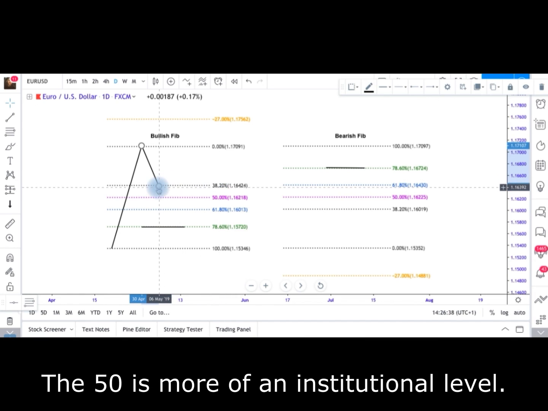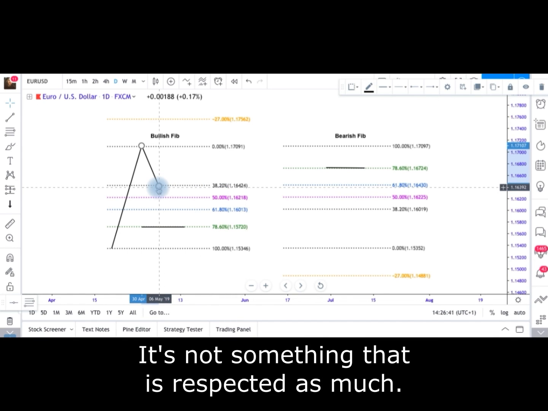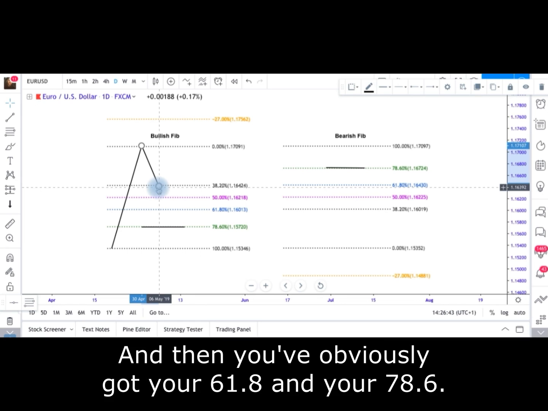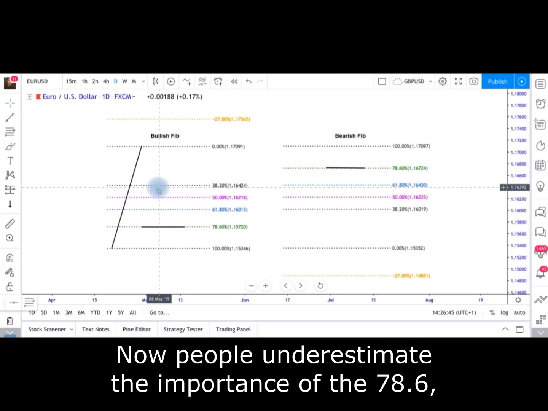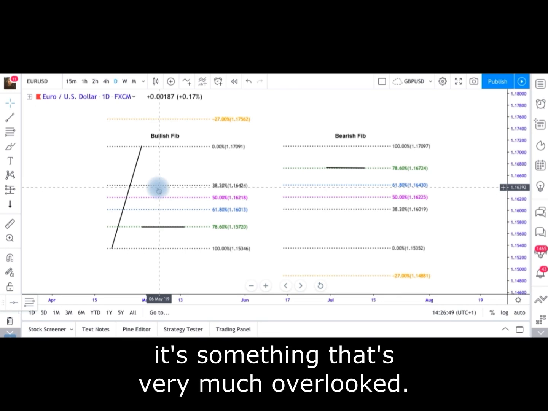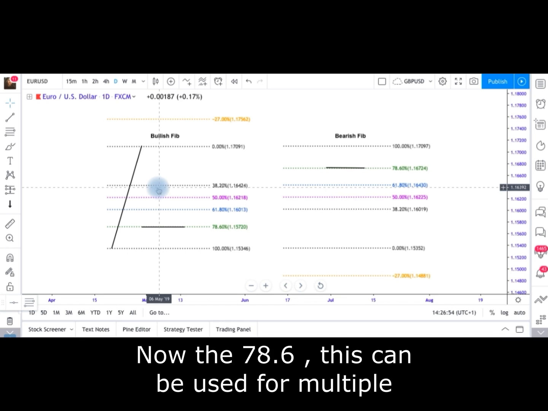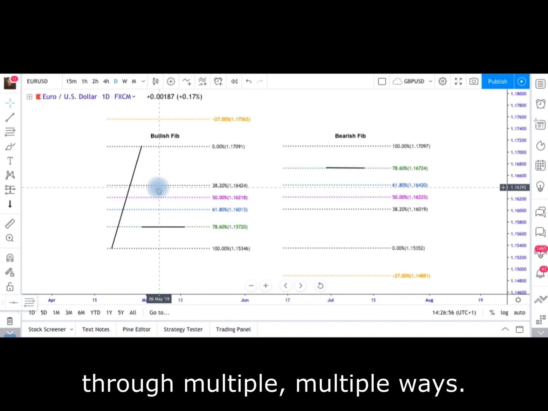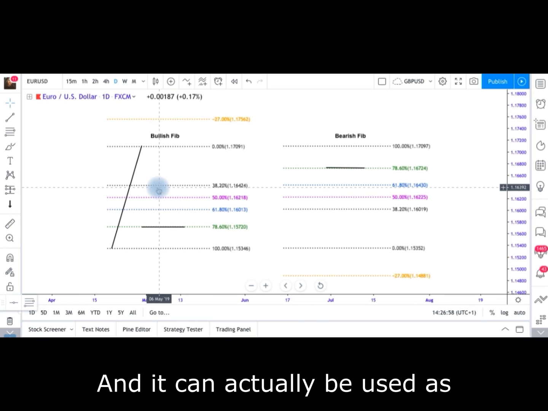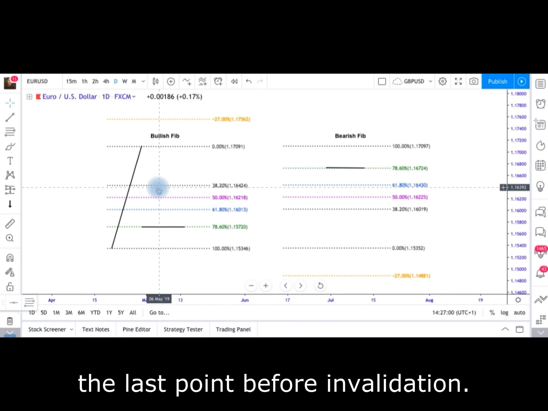The 50 is more of an institutional level. It's not something that's respected as much. And then you've obviously got your 61.8 and your 78.6. Now, people underestimate the importance of the 78.6. It's something that's very much overlooked. The 78.6 can be used in multiple ways, and it can actually be used as the last point before invalidation.